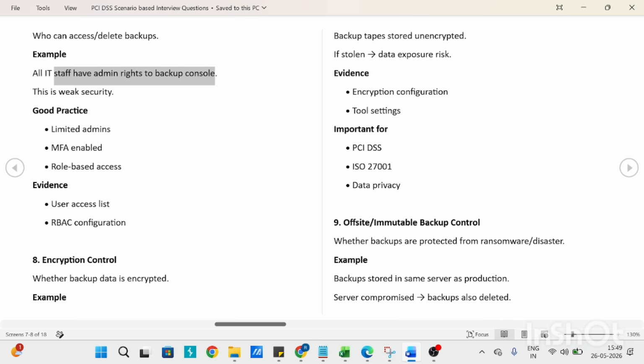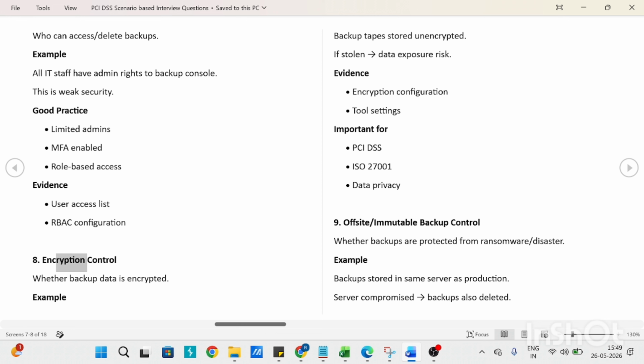So the always good practice is limited admin access, MFA enabled to access the backup consoles, and role-based access. As evidence, you need to look at how many users have access and whether RBAC is configured or not. And you can also check the SOD example.